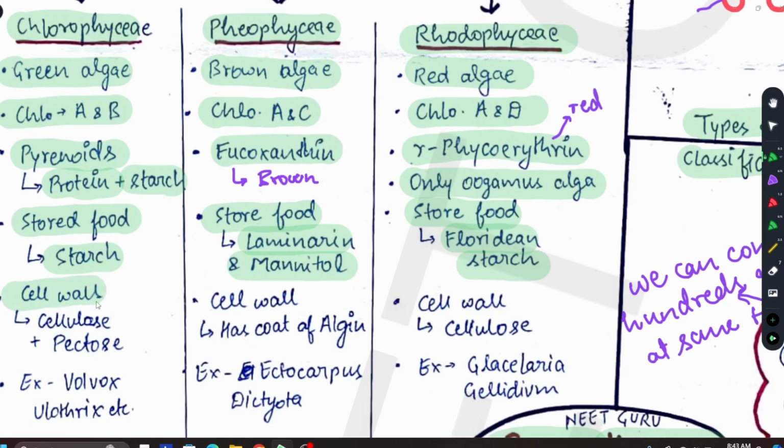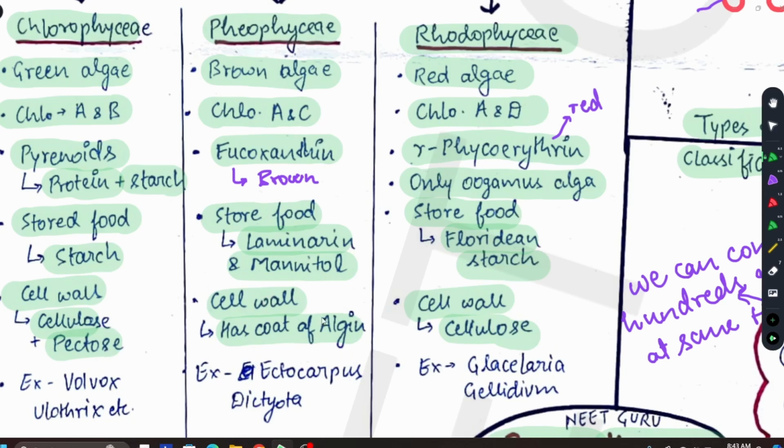Talking about the cell wall. In Chlorophyceae, the cell wall is made of cellulose and pectose. In Phaeophyceae, the cell wall is made up of cellulose, but it also has a coat of algin. In Rhodophyceae, the cell wall is made up of cellulose. So the main component of the cell wall of all types of plants is cellulose. Apart from cellulose, you can see different types of things. For example, in Chlorophyceae, apart from cellulose, you see pectose.